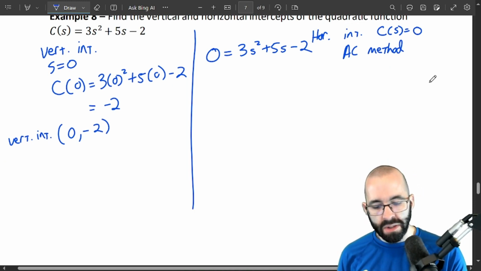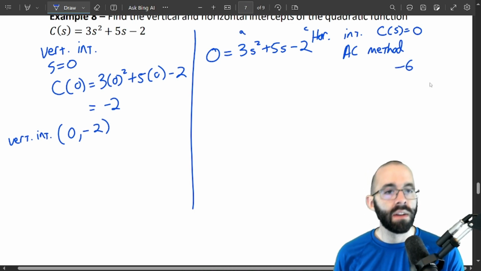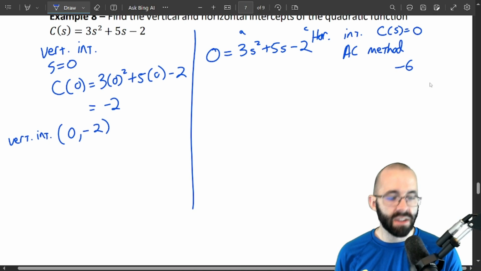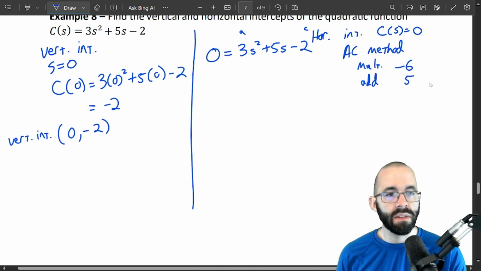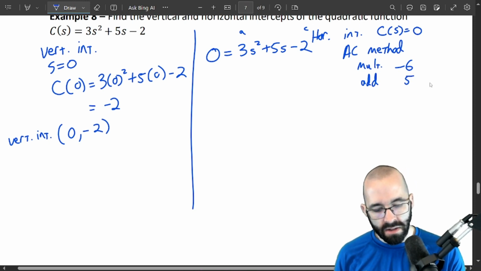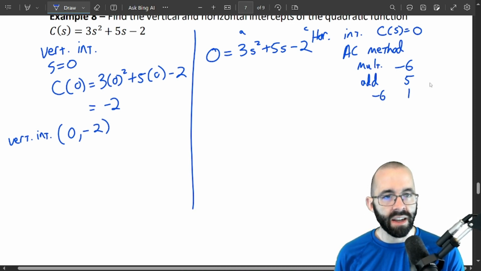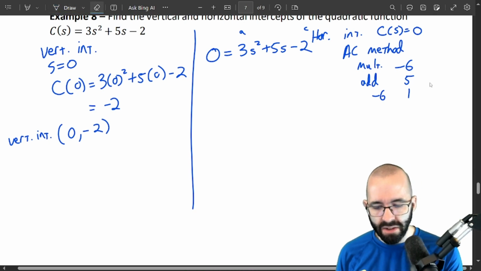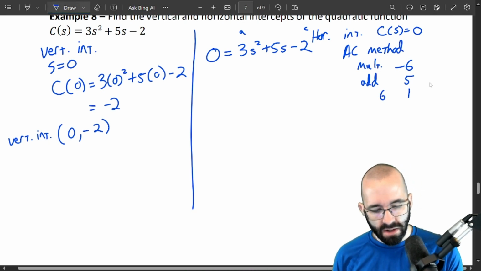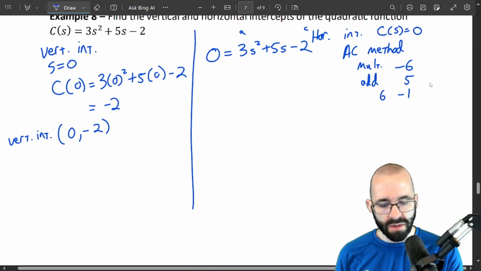The AC method says we multiply the A value and the C value. When we do that, we get -6. We need 2 numbers that multiply to -6 and add up to that middle value of 5. So -6 times 1 multiplies to -6. Oh, but it adds up to -5. We want it to add up to +5. So these are our 2 numbers.